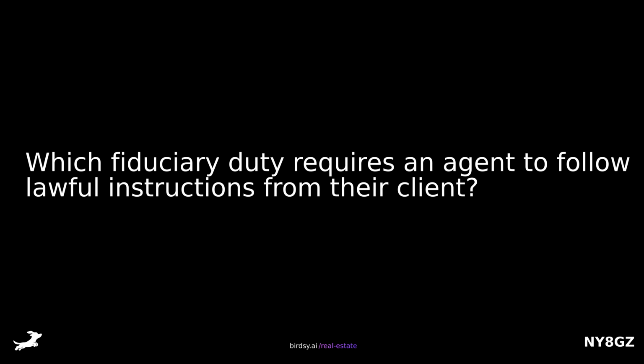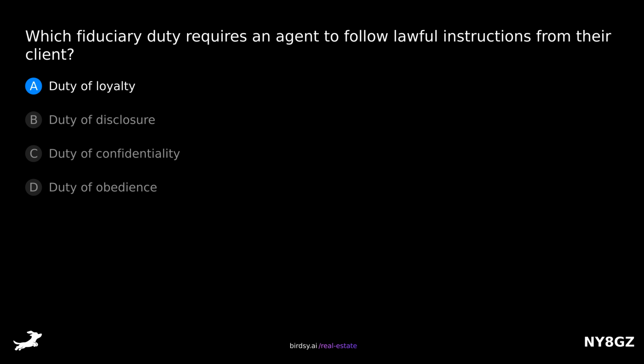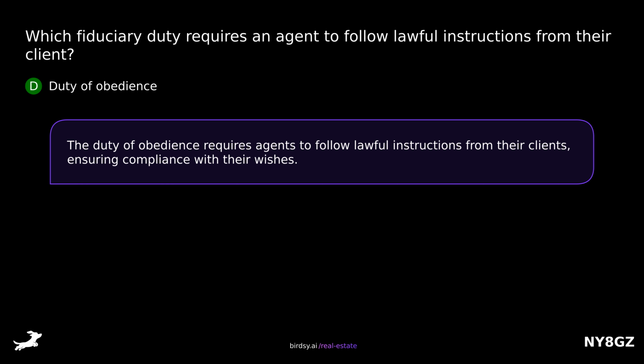Which fiduciary duty requires an agent to follow lawful instructions from their client? Is it A, duty of loyalty? B, duty of disclosure? C, duty of confidentiality? Or D, duty of obedience? The answer is D, duty of obedience. The duty of obedience requires agents to follow lawful instructions from their clients, ensuring compliance with their wishes.